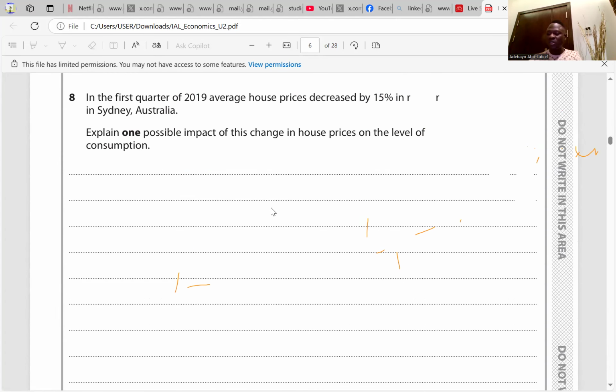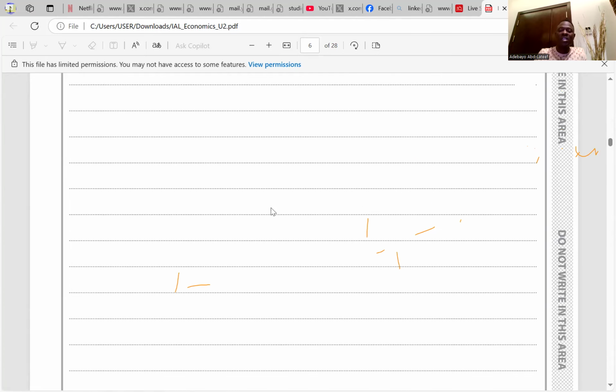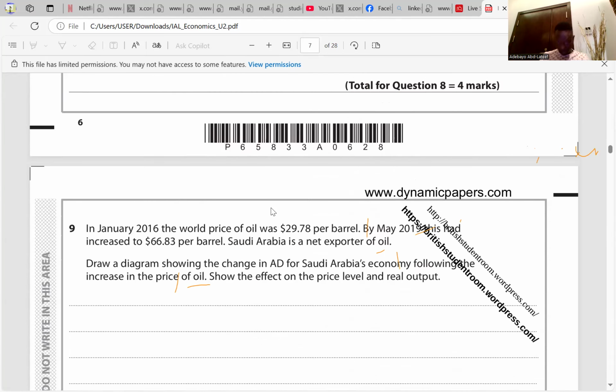In the first quarter of 2019, average house prices decreased by 15% in real terms in Sydney, Australia. Explain one possible impact of this change in house prices on the level of consumption. According to the case study, the price of housing fell by 15%. This may bring about a loss in confidence and, as a result, a negative wealth effect. The negative wealth effect will reduce consumption by households on goods and services. So that's the impact on consumption. I think it's clear.